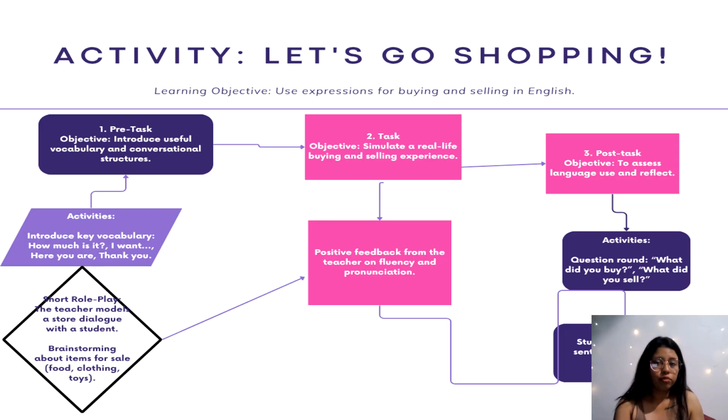Stage number 2. In the second stage, the task, students work in pairs or small groups. Half the class will be sellers and the other half buyers. They will set up a small shop using drawings or paper models of items, and we will give them fake money. Then they will have short conversations using the key phrases.